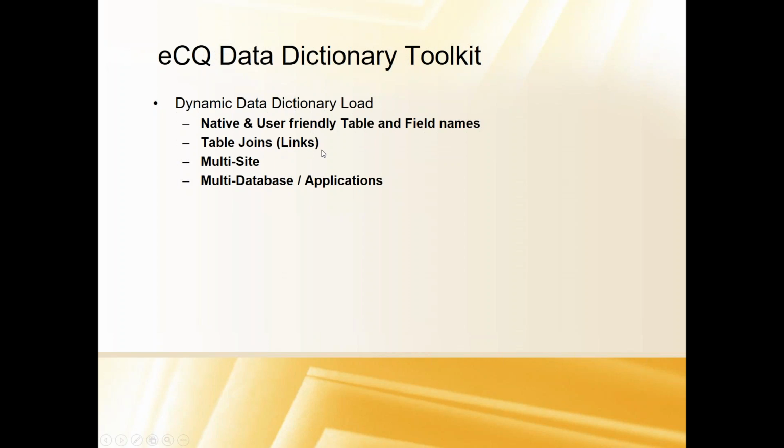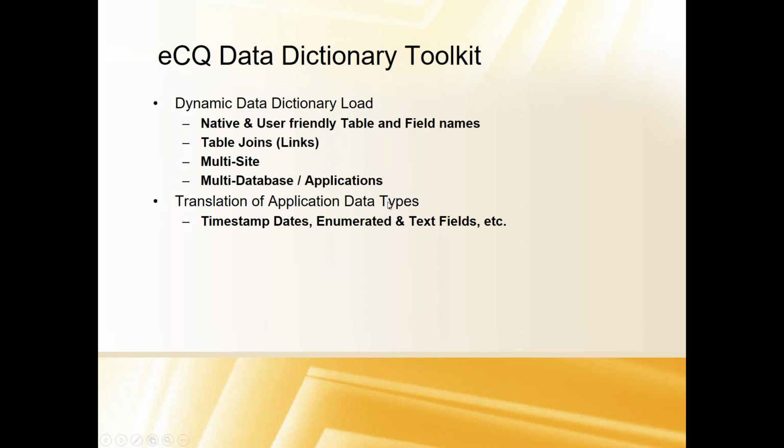But most importantly, the second item here, ECQ goes through the application and the database and figures out the joins, and that's key. So users do not need to write SQL to join one table to the other. They just click and drag. ECQ figures out the joins between all the tables. The system can handle multiple databases, multiple sites, multiple companies, as well as multiple applications in a single dictionary, or you can have multiple dictionaries. You can have one for SX.e and one for Sightline and one for Salesforce, and then a fourth one that combines them all together. So data from any source, ECQ can combine together.